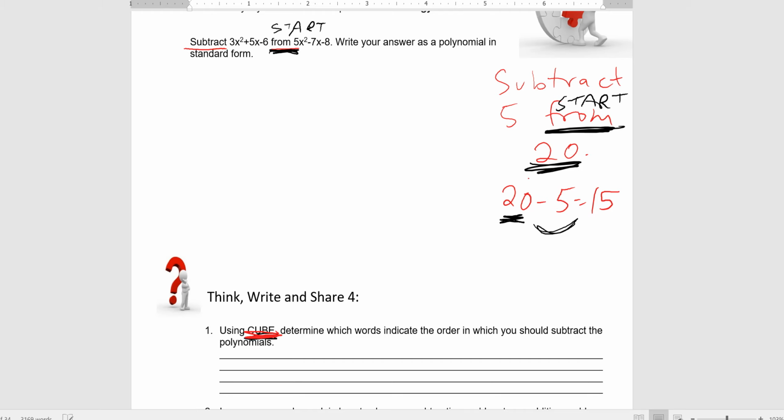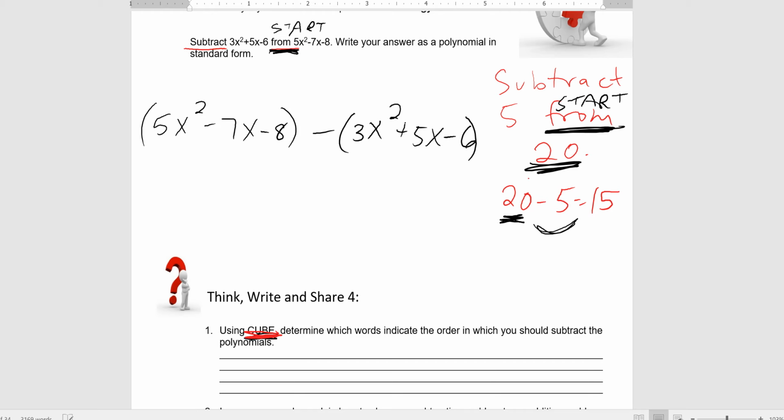So whenever we see this, we look for the word from, and we are going to start from this binomial and subtract, take away the other binomial. It doesn't matter which one came first or second in the problem. The keywords are what matters.